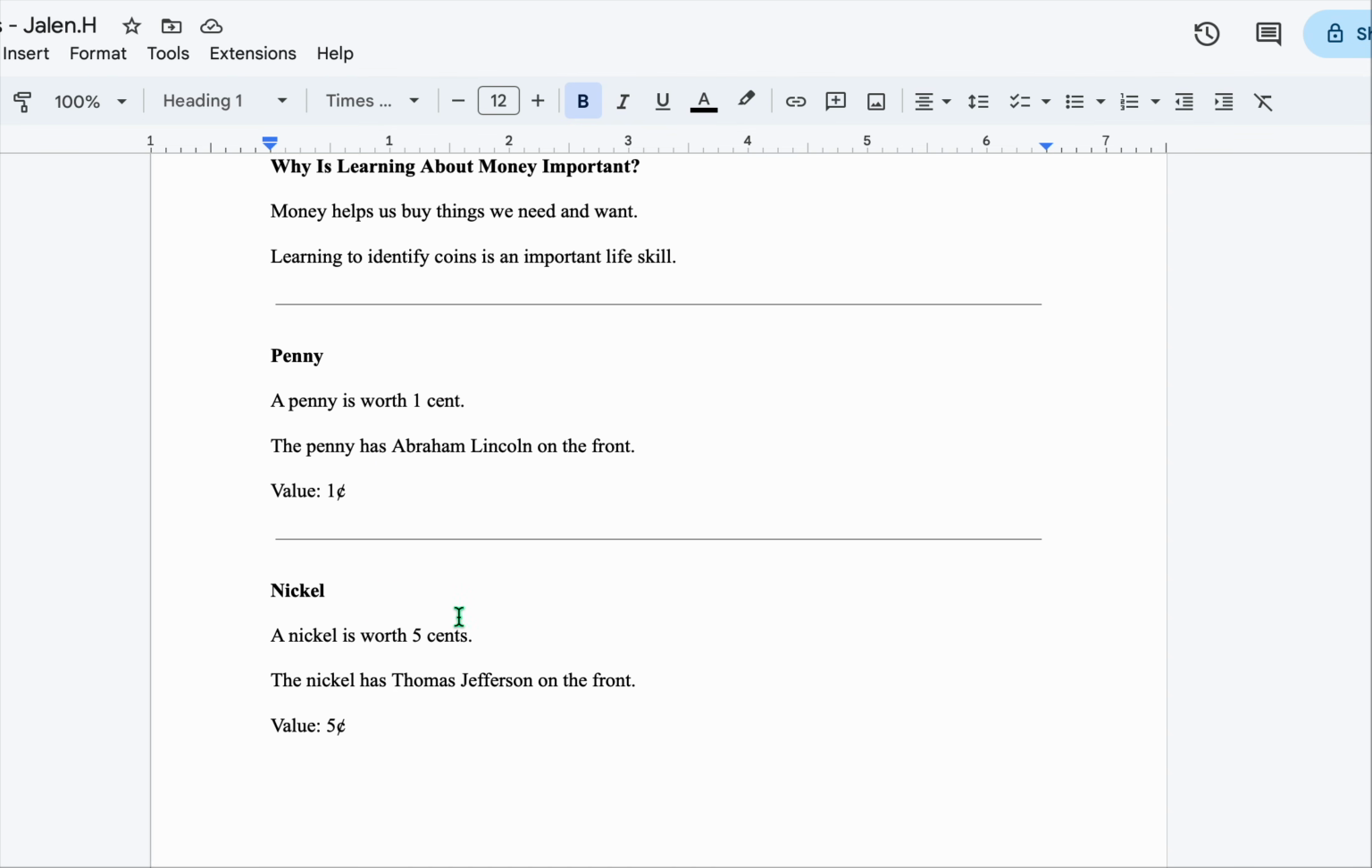Next, we jump into a nickel. A nickel is worth 5 cents, and a nickel has Thomas Jefferson on the front. The value of a nickel is 5 cents. So we're jumping into what it is, how to identify it, and the number value that's there.